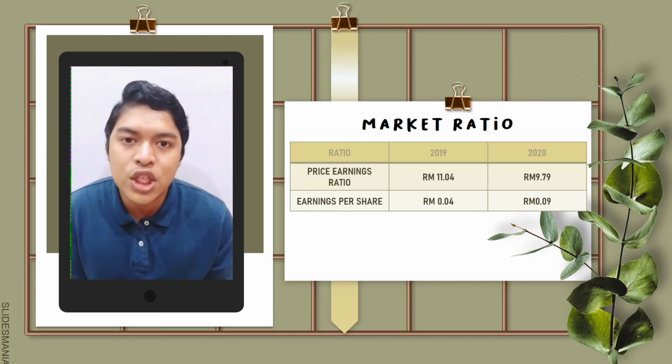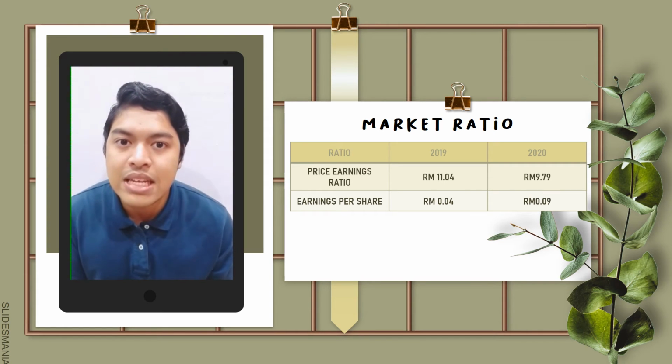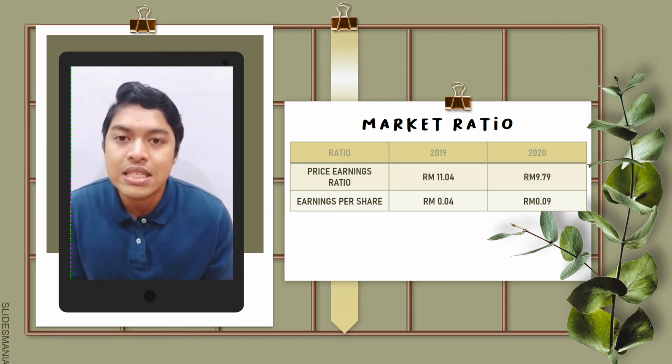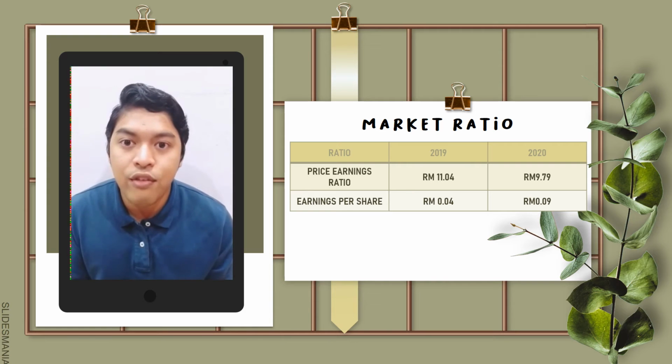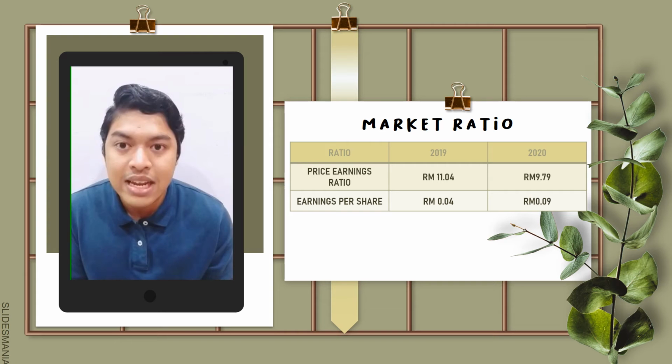Secondly, the earning per share of the company in year 2020 is 9 cents, higher than year 2019, which is 4 cents. The earning per share shows the money that the company makes for each share of the stock. In the year 2020 it is 9 cents, while in the year 2019, the money that the company made for each share of its stock is 4 cents.